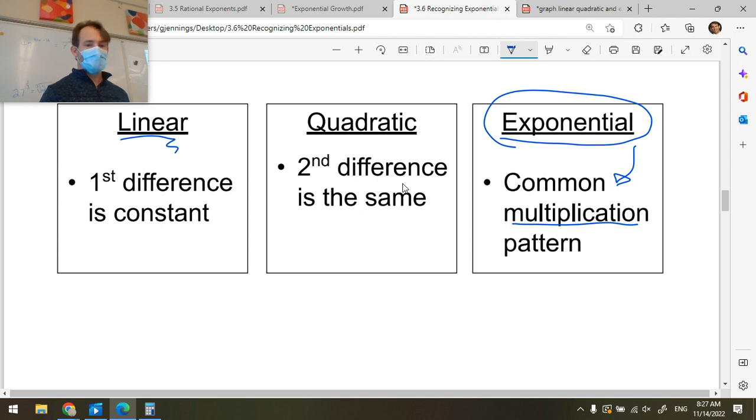So let's take a look at some tables. Huh? Hold on a second. Yeah, okay, good.